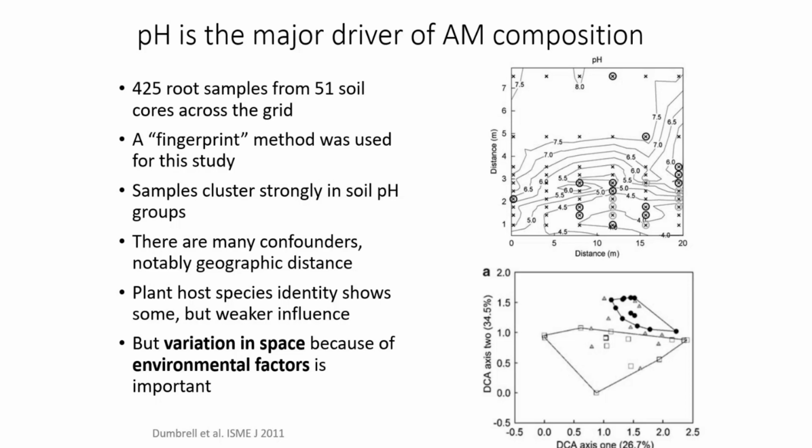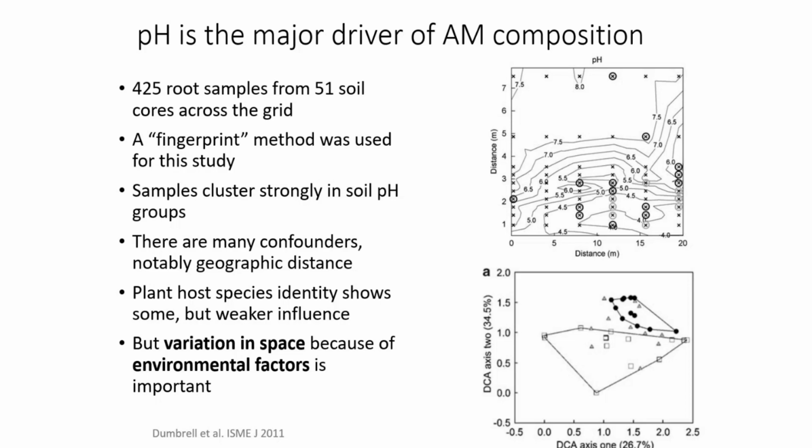So there were very many confounders in this data set, largely because although there is a linear gradient, the gradient of pH only goes in one direction. So you have to do quite a lot of analysis to make sure that you're not putting spatial autocorrelation in, because they'll be more similar by chance because they're nearer. Nevertheless, once you account for that, there is still some plant host species preference in there, but it is not as strong as the response to pH.